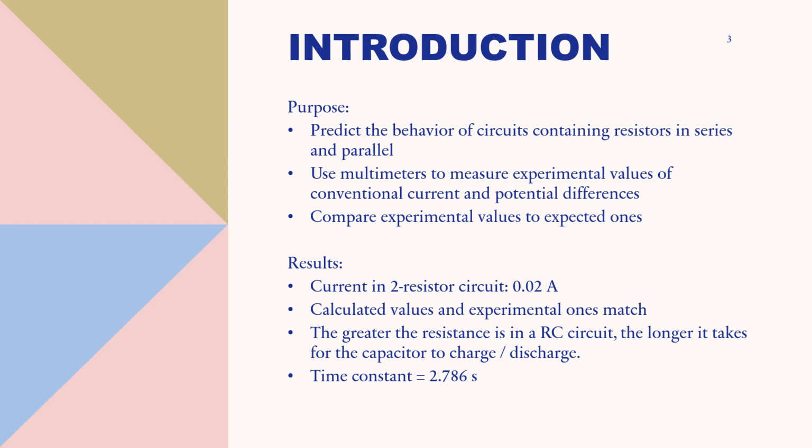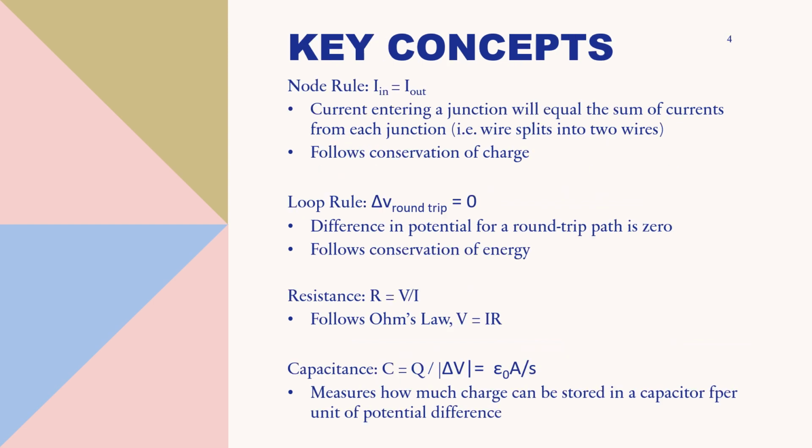So a preview of the results is that the current in the two resistor circuit used was 0.02 amps. Calculated values and experimental ones line up. It was found that the greater the resistances in an RC circuit, the longer it takes for the capacitor to charge and discharge, and the time constant for the RC circuit we used was 2.786 seconds.